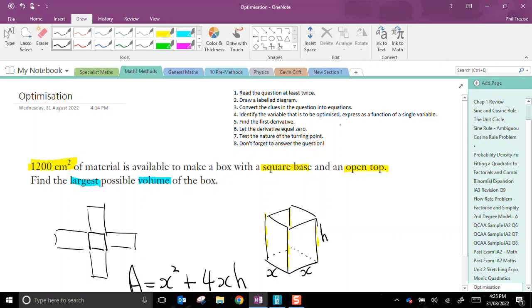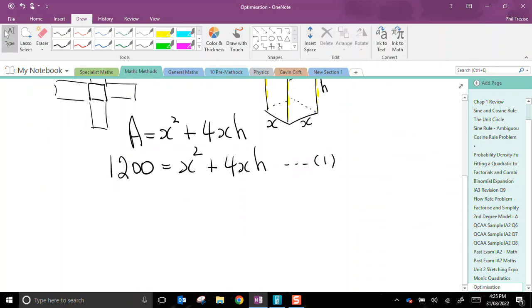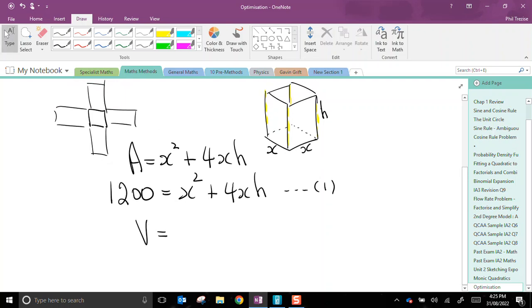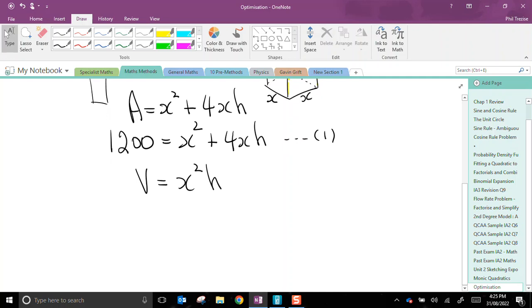I need to think about a formula for volume equals. So let's try that. Volume equals, well, for a rectangular shape, it's length by width by height. Now length by width in this case is X squared multiplied by height. The advice said to express as a single variable. So V at the moment is a formula involving 2 variables, X and H. I think I'm going to work with X.